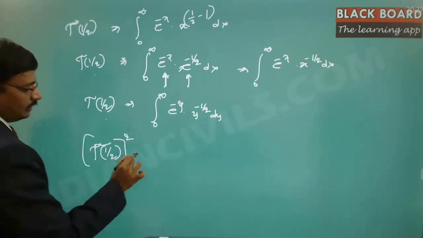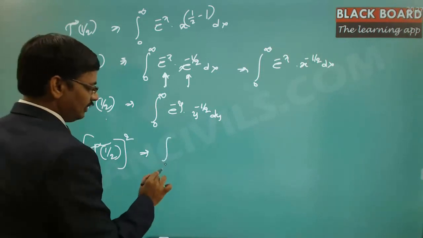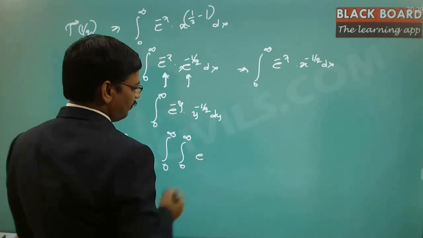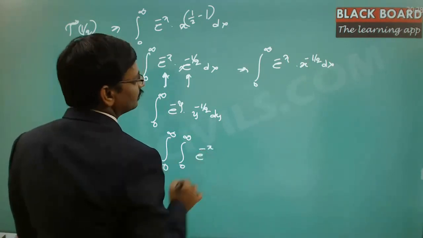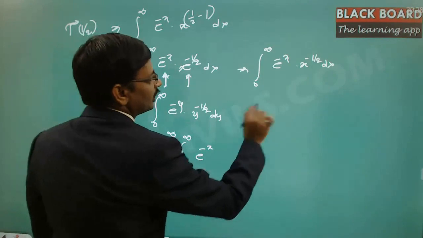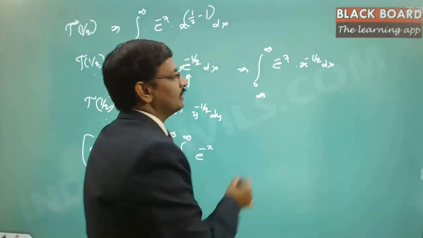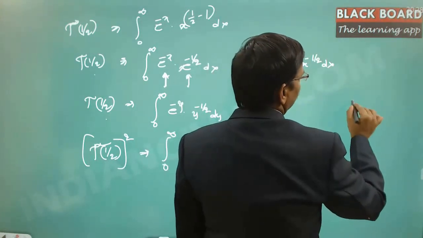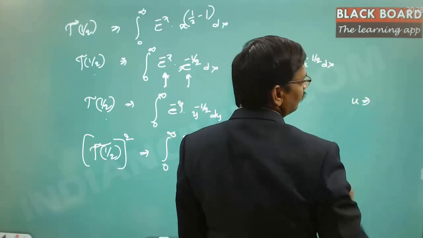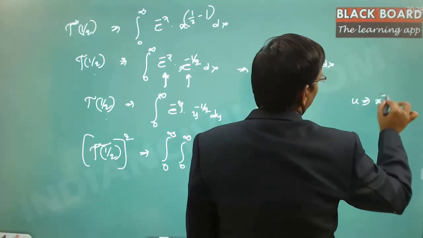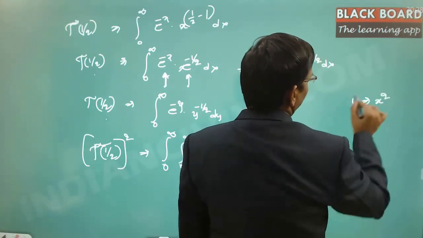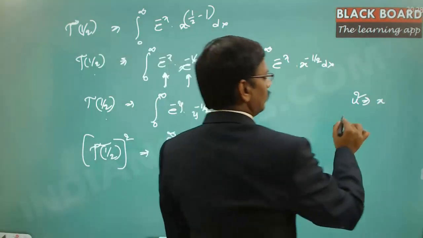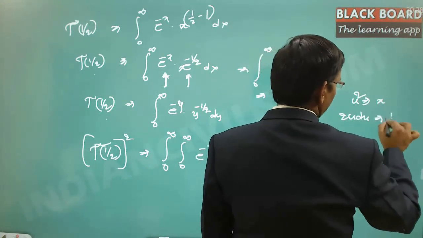Now if you square it, this can be treated as a double integral varying from 0 to infinity and 0 to infinity, and then e power minus x square. Okay, so before doing the double integration, I'll make a further simplification. Now see this here. If I replace, let us say, u square equal to x, if you take it, then 2u du is equal to dx.